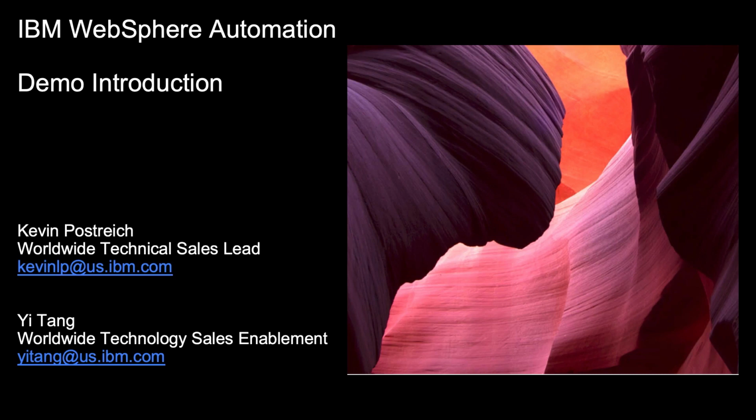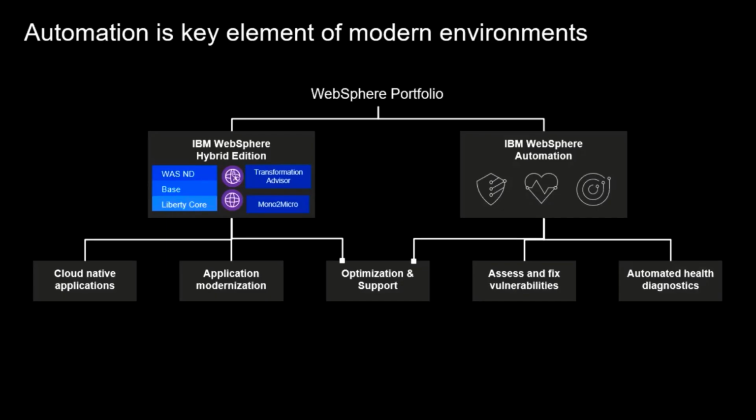In this video, I will demonstrate one of the primary use cases for IBM WebSphere Automation, which is proactive CVE protection for WebSphere and Liberty. CVE is common vulnerabilities and exposures for which various editions and versions of WebSphere and Liberty servers could be vulnerable. First, I'll do a short introduction to set up the proper context for the demonstration.